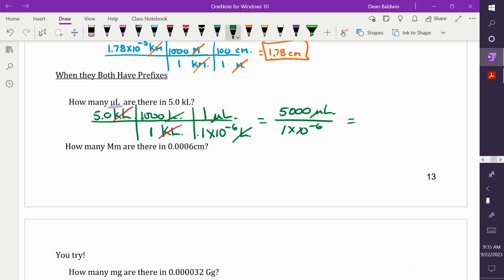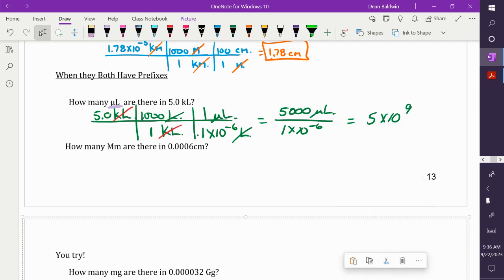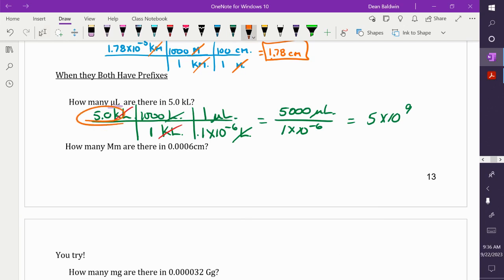What do we got, peoples? What's it in scientific notation? Five times 10 to the 9. Shouldn't we do 5.0? Yeah, it's going to be 5.0. So, how many sig figs do we need to have? 2 because of that, right? So this should be 5.0 times 10 to the 9. And the answer is microliters.